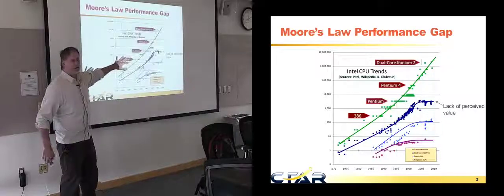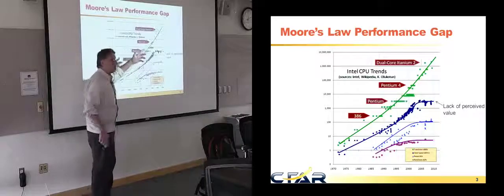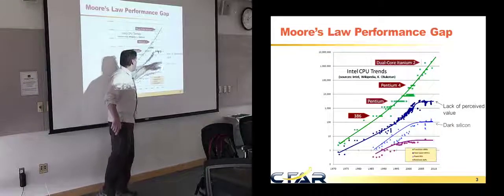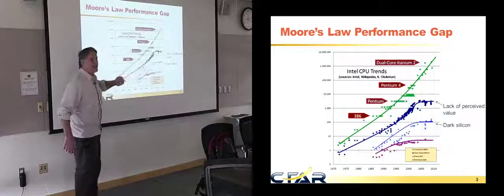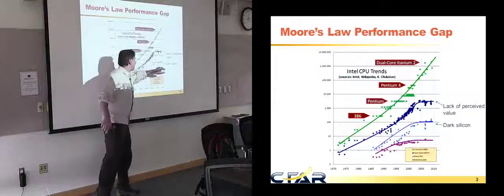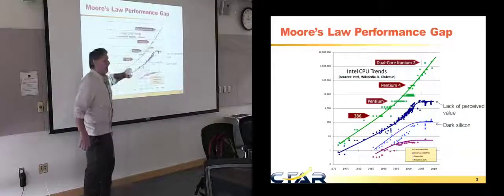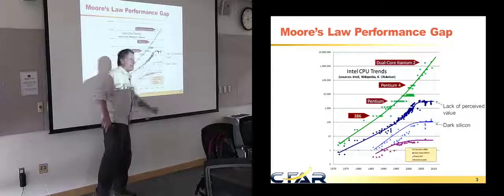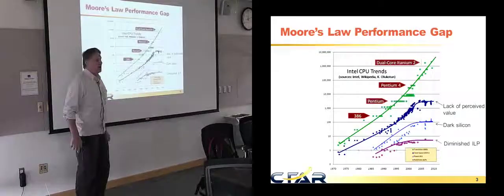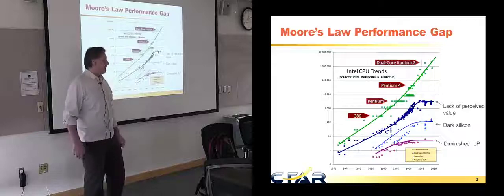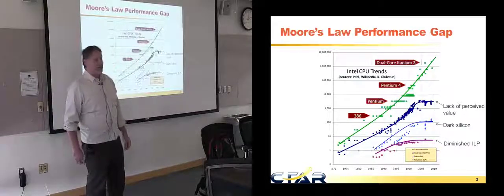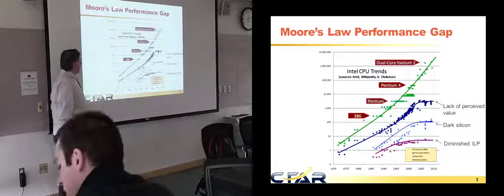When the frequency topped off about 2005, the impact there was a lack of perceived value in uniprocessors. Today, we don't even sell uniprocessors anymore. And when the power density scaling stopped, that was the start of dark silicon. I'll talk about that in a little bit. And then finally, when the ILP topped out, that was really when we had to move away from microarchitecture and start looking at system architecture as a means to create scalable systems.